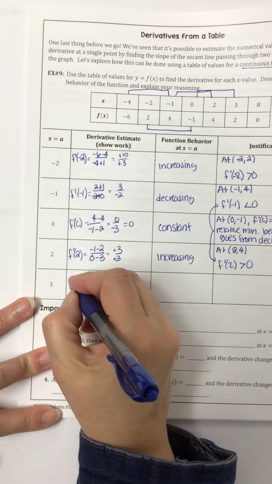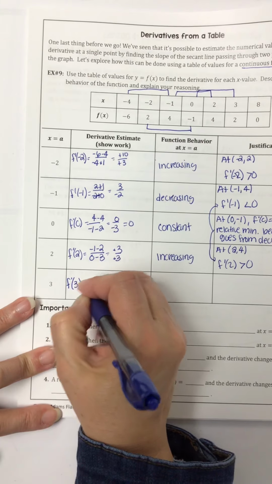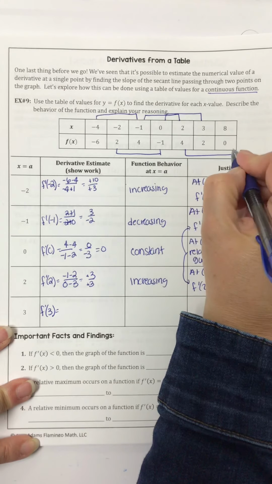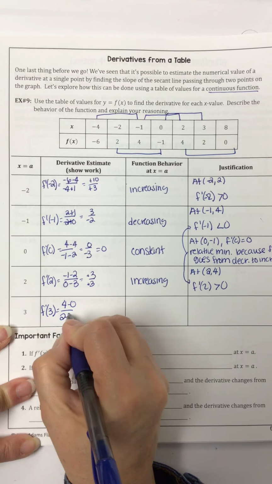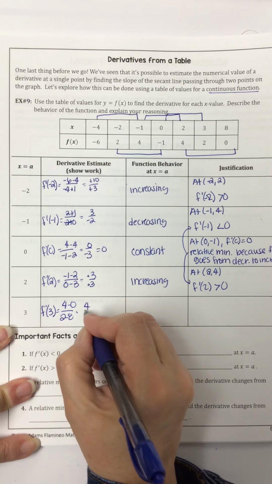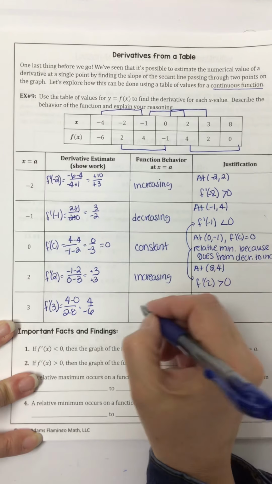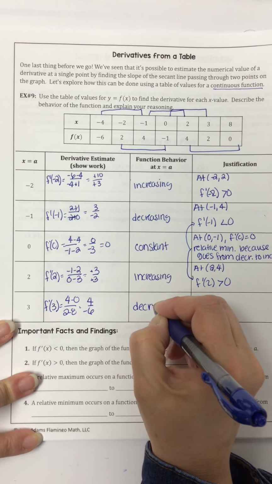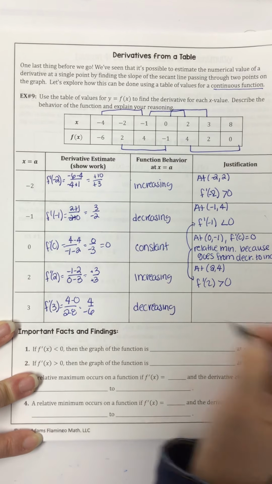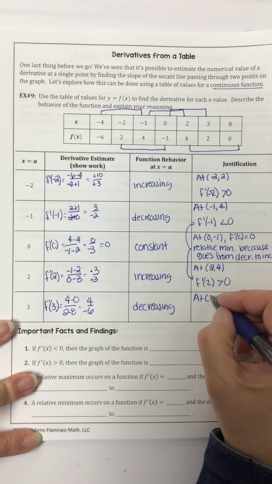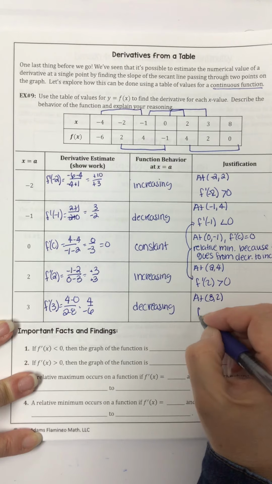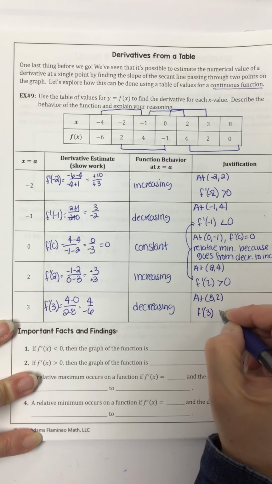All right, 3, the derivative of f at 3, we would be using these. So we'd do 4 minus 0 over 2 minus 8. So 4 over negative 6, which means this is decreasing. So at the point, what, 3, 2? The derivative of f at 3 would be less than 0.